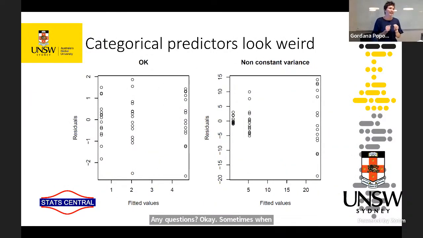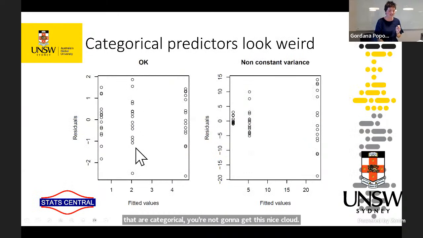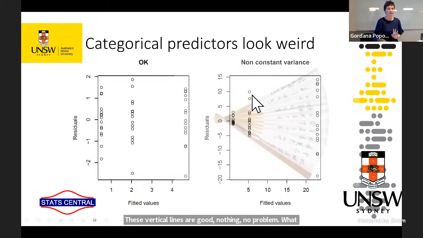Sometimes when you have predictors that are categorical, you're not going to get this nice cloud. Even for a good residual plot, you're not going to get a nice cloud. You'll get these vertical lines. That's fine. These vertical lines are good. No problem. What we're looking for here is this fan shape still. So here we've got the fan shape. That's not good. Here we've got the vertical lines. That's fine. That's no problem. We're good with that. Yes, Nancy.